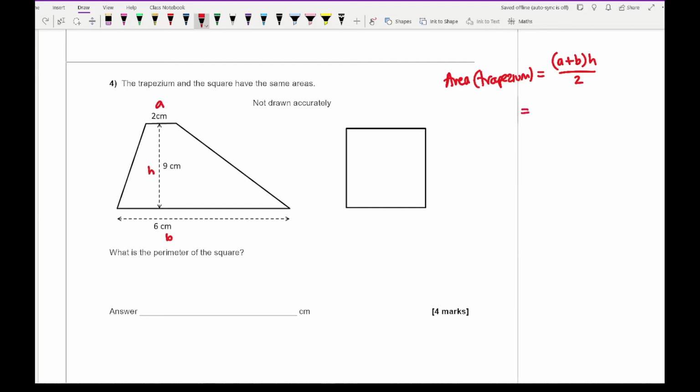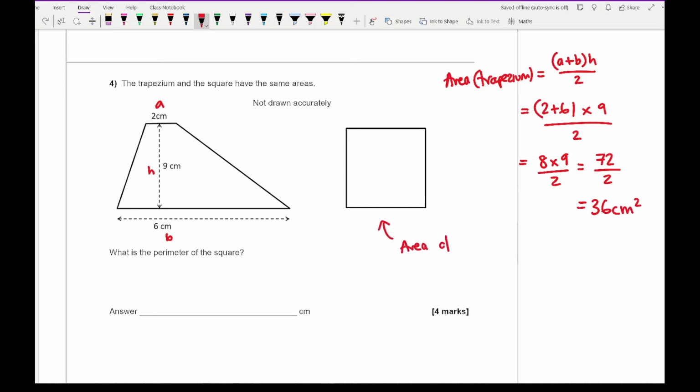So to work out the area of the trapezium, that's going to be 2 plus 6 multiplied by 9, all divided by 2. So 2 plus 6 is 8, so that's 8 times 9 divided by 2, which is 72 divided by 2, which gives me an answer of 36 centimeters squared. So that means that the area of the square equals 36 centimeters squared. Now if I call the length of one side of the square x, that means x squared equals 36.